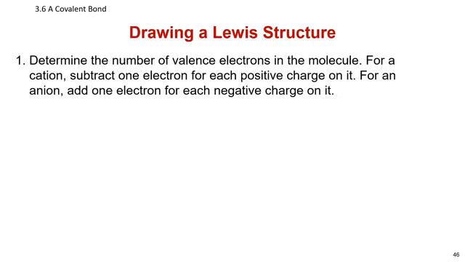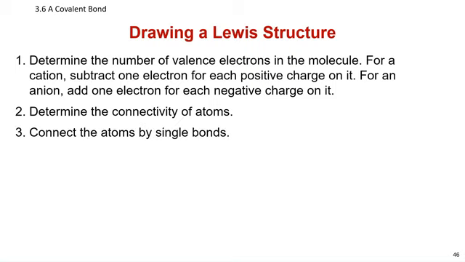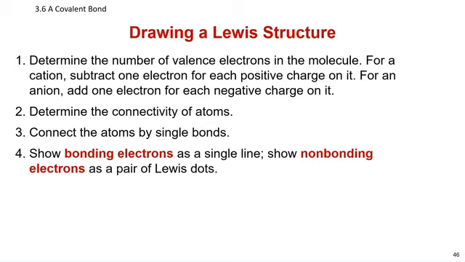Now, to draw a Lewis structure, what you have to do is get the formula of the compound. From the formula, count all the valence electrons on each atom. Then determine the connectivity. Connect the middle atom to the terminal atoms with covalent bonds. Bonding electron pairs are shown by a line. We draw a line for the bonding. Non-bonding electron pairs are sometimes shown with dots.